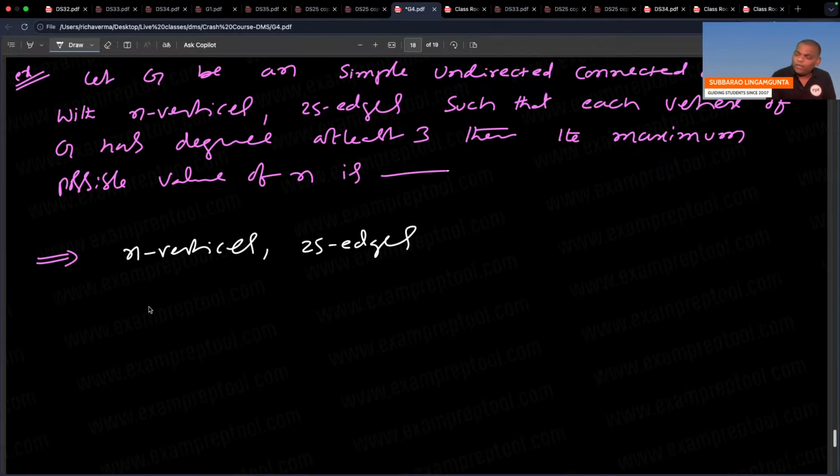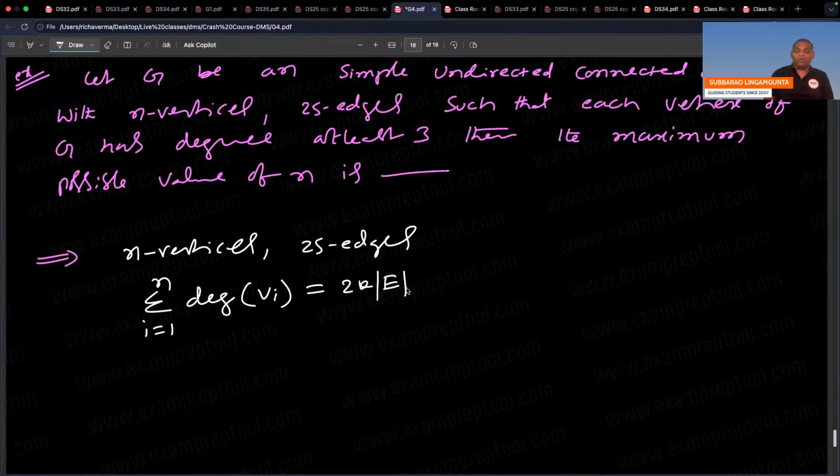But you know very well, the sum from i equal to 1 to n of degree of Vi is equal to 2 into the number of edges. This is the formula which everyone knows, which goes to 2 into 25. Every vertex's degree is minimum 3. If it is exactly 3, they are equal.